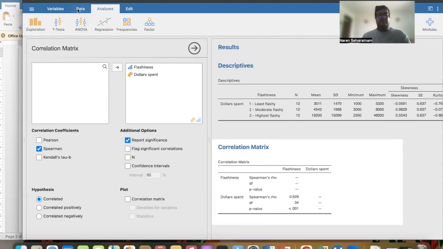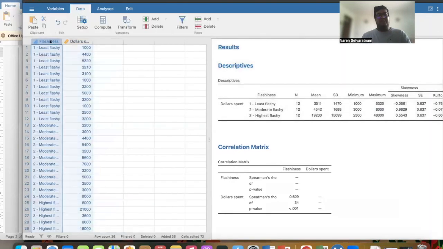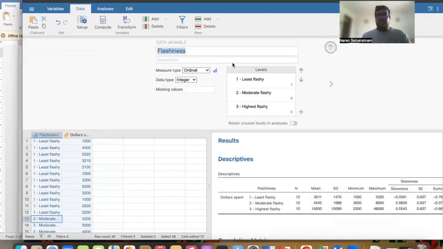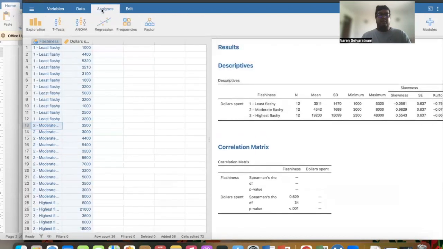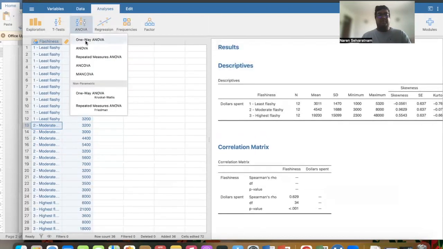Now, again, I'm going to go back to my data. For you to run the analysis, the ANOVA, you can actually keep this as ordinal as well. But out of habit, I'm going to change this into a nominal because I want to keep them as just normal groups. And I'm going to again go to analyze. Now click on this ANOVA option and you have multiple options here. One-way ANOVA. If you want to run a two-way ANOVA, you can go for this. Repeated measures ANOVA, ANCOVA, and this is MANCOVA. This is the non-parametric equivalent of ANOVA, Kruskal-Wallis. And then here you have the repeated measures Friedman. I'm going to click on this one-way ANOVA.